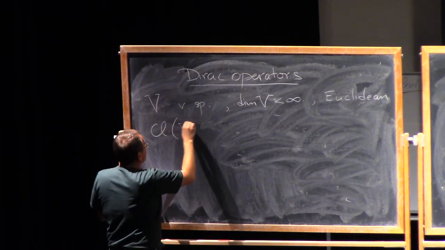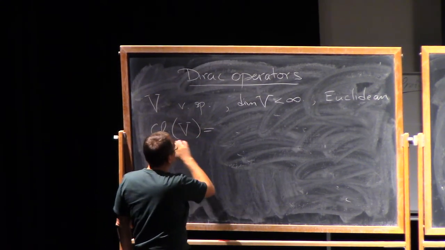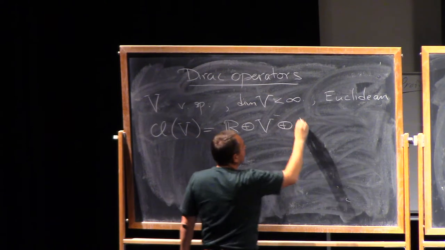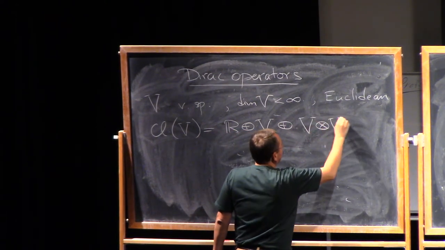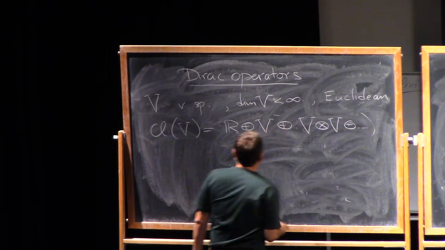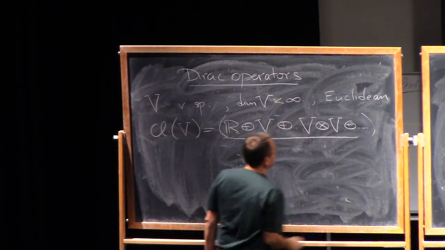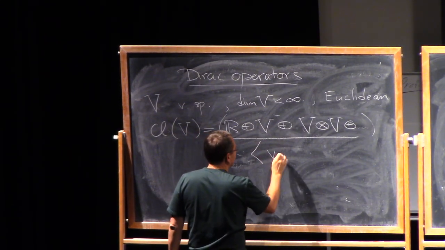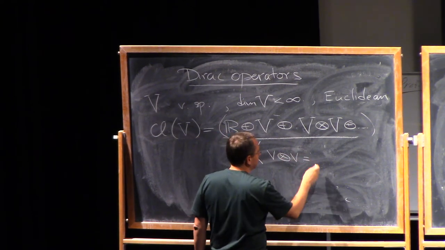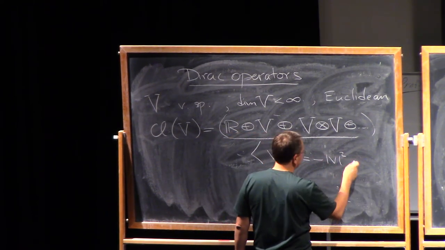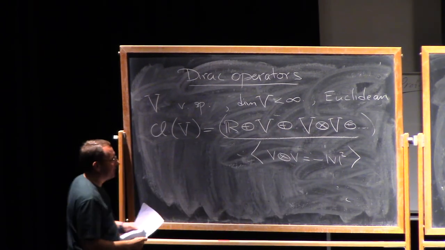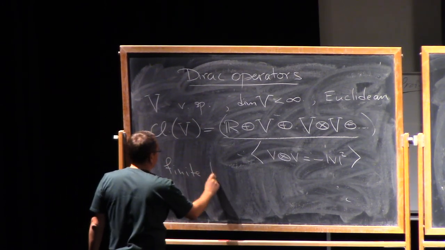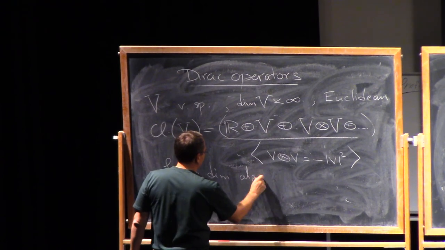And this is done as follows. We take the tensor algebra of V, that is R plus V plus V tensor V, and so on. And we divide this by an ideal generated by the relations v tensor v equals minus the norm of v squared. Right, and what you can easily see is that this is a finite dimensional algebra.